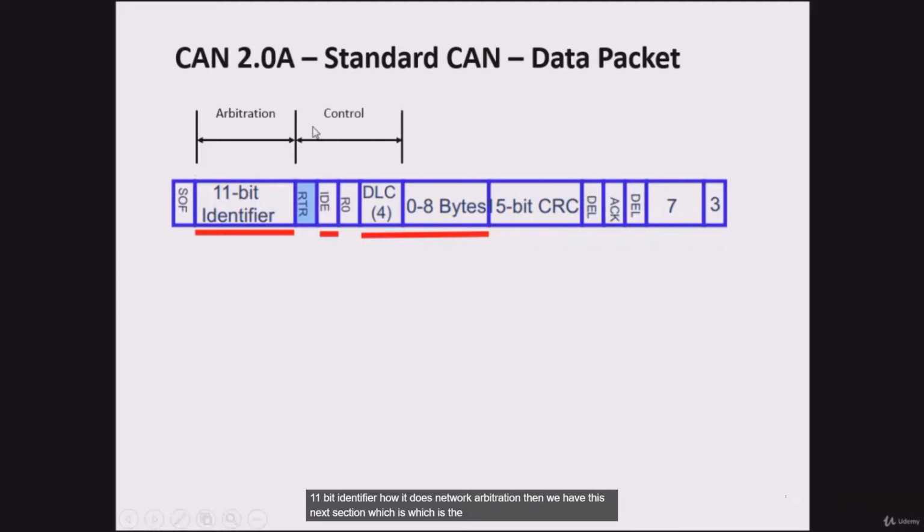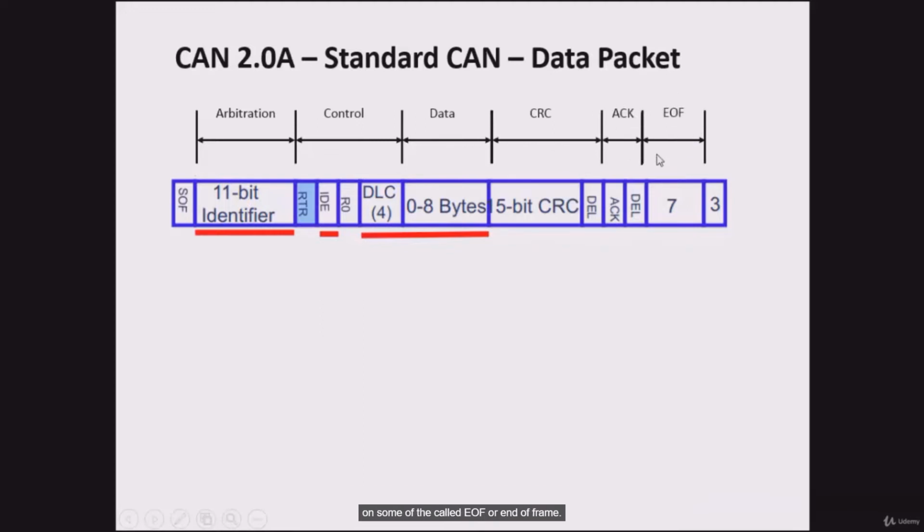Then we have this next section, which is the control section, or control field. This is data. This is the actual data that is embedded in the packet that has to get around the network. For instance, if we're talking about, again, the automotive industry, what'll be in here is engine temperature, engine RPM, door lock status, the actual data. Then there's something called CRC, cyclical redundancy check, and then there's an ACK or acknowledgement, and something called EOF or end of frame. Let's get a little deeper into it.